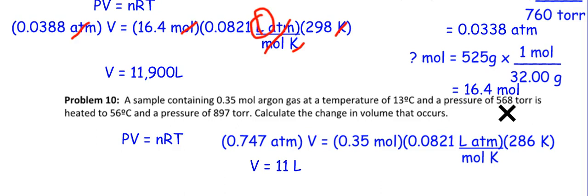All right, so I used PV=nRT because I have a pressure. How did I get that? I divided 568 by 760, and I got 0.747 atmospheres. Here's my initial volume. Here's my initial moles, RT, and I found volume is 11. Okay, so now what? Everything is changing. I have a new pressure. I have a new volume because they're telling me I do. I have a new temperature.